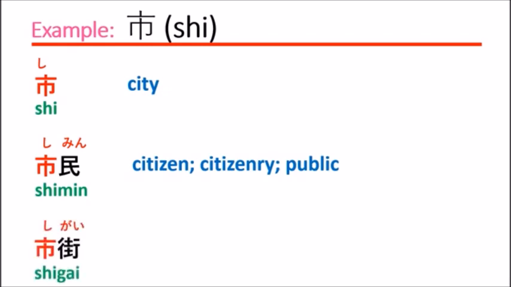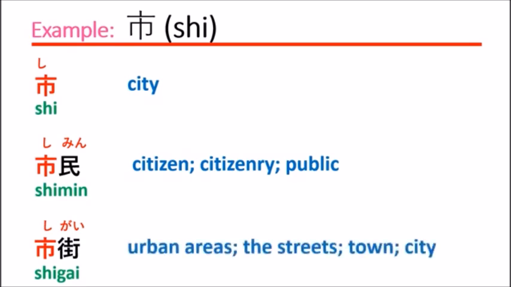Next, shigai. Shigai means urban areas or the streets or town or city. But actually, shigai means urban areas.